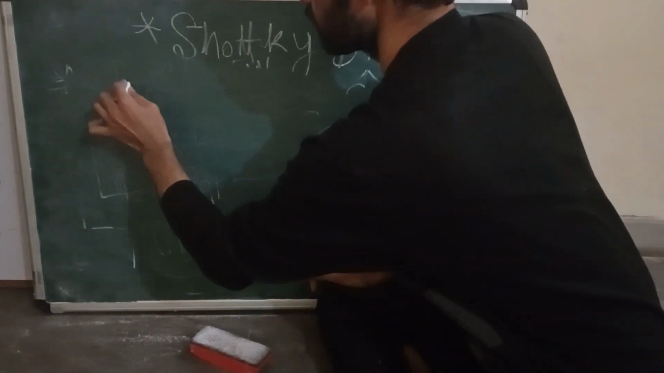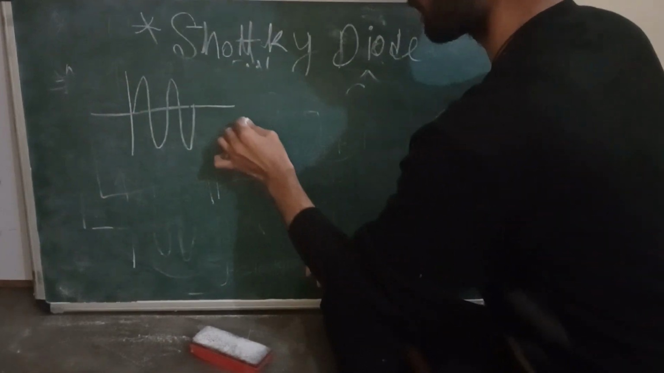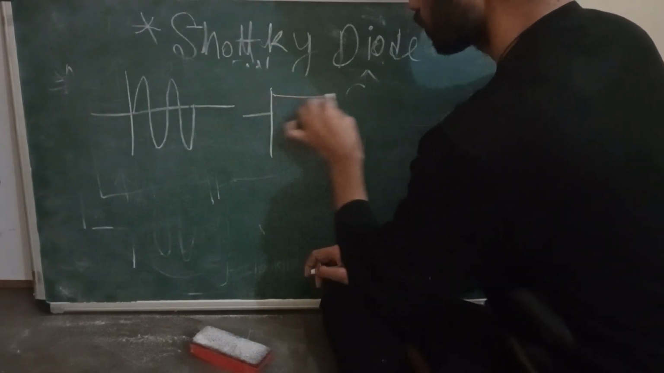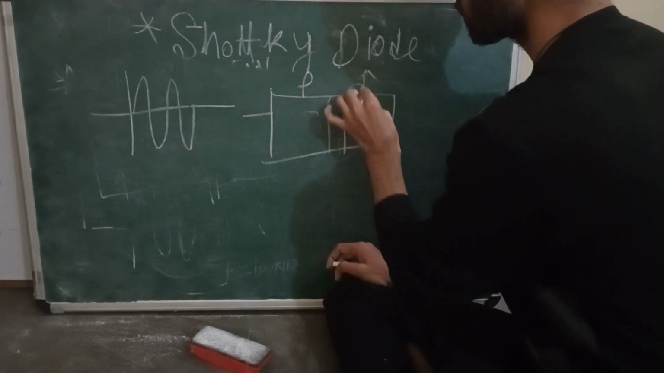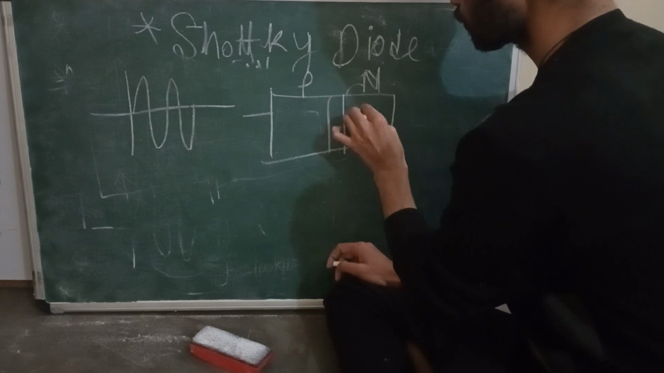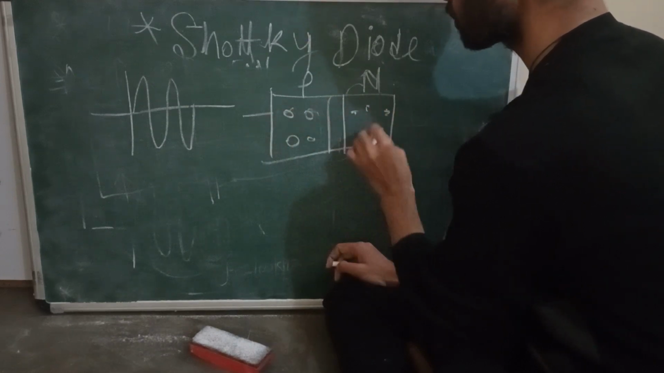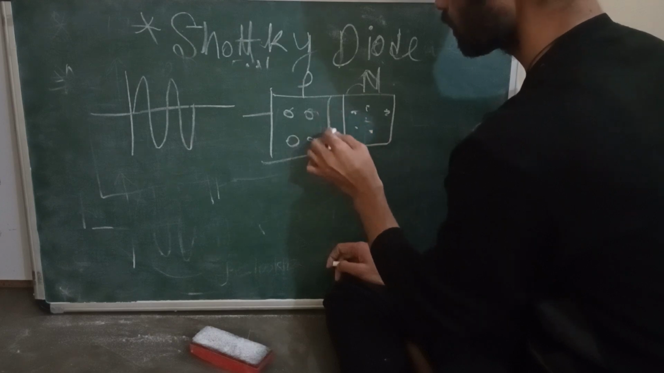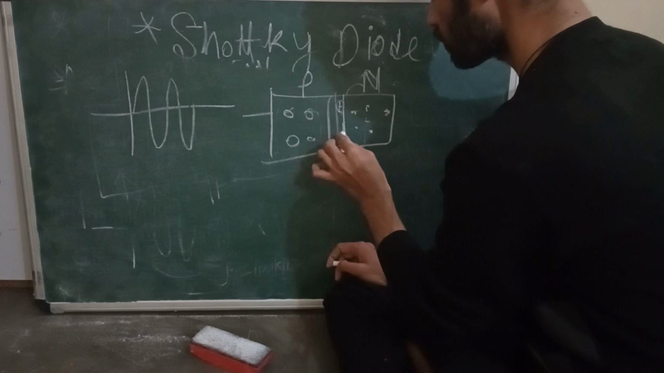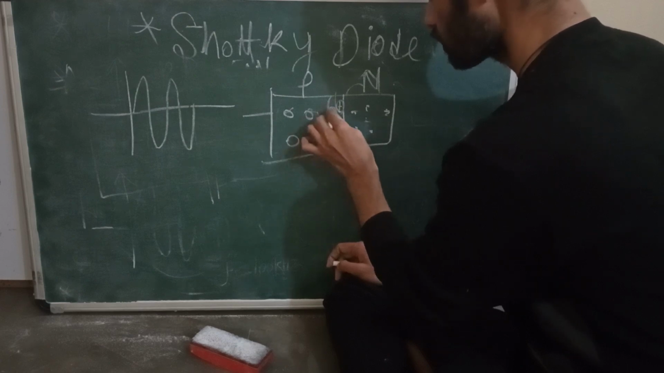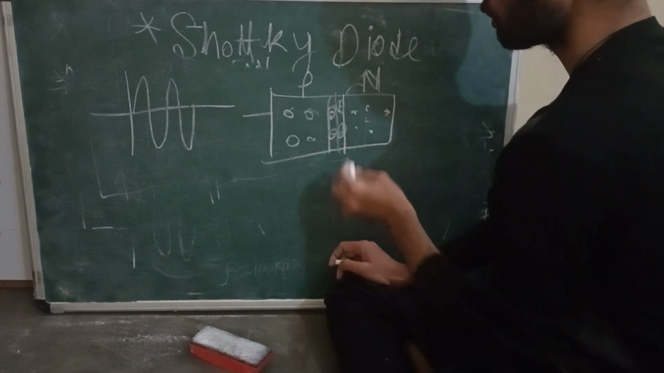That is simple. See here, if I give a high frequency signal to this normal p-n junction diode, this is my p, this is my n. These are electrons, and there are holes, the majority charge carrier. This is my depletion region. Across this, there are positive ions at the n side and negative ions at the p side.